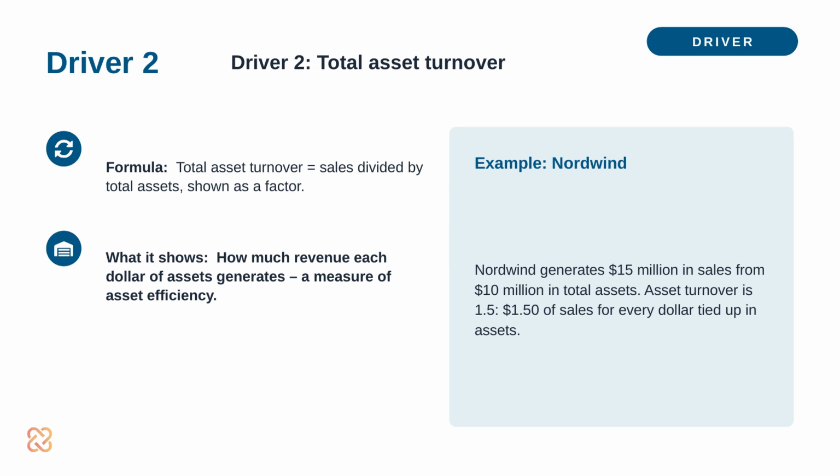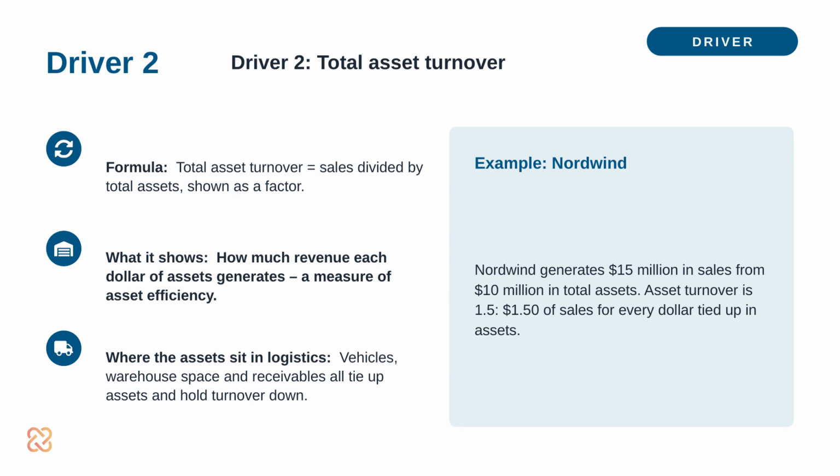A useful way to read that. Nordwind generates $1.50 in sales for every dollar tied up in assets. In a trucking business, those assets are very concrete: vehicles, warehouse space, equipment, and outstanding receivables. Anything that reduces idle capacity or surplus assets improves this ratio. For example, shortening collection periods and using the freed up cash to pay down debt.